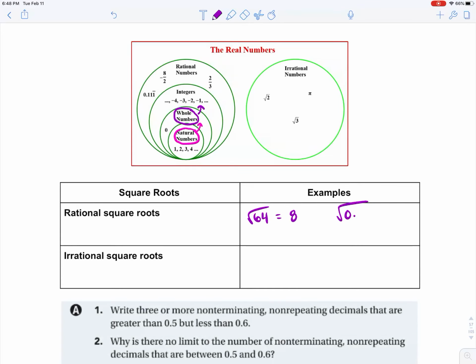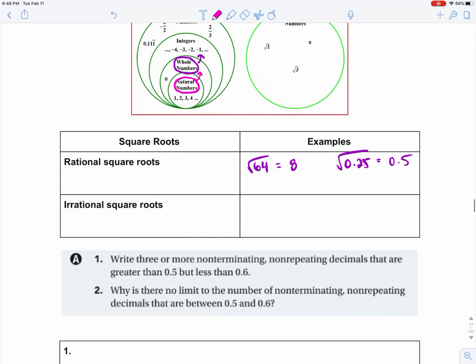Let's try this one. What is the square root of 0.25? Well, that is just 0.5. 0.5 is a terminating decimal, so therefore it is a rational number. See if you can come up with 2 more examples of rational square roots.